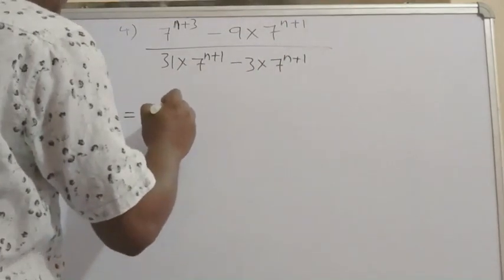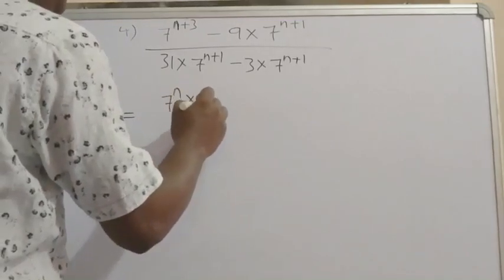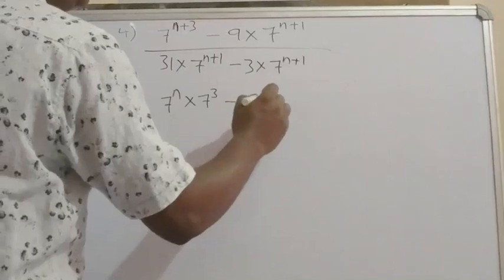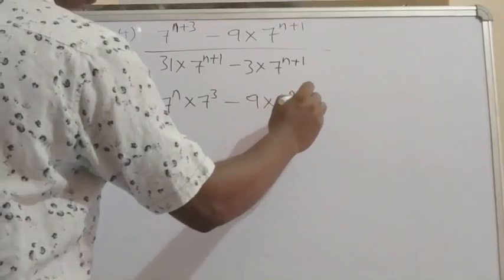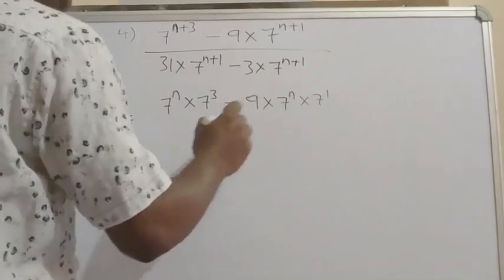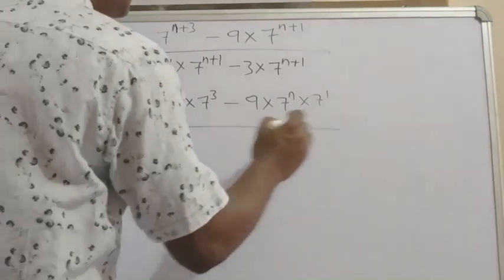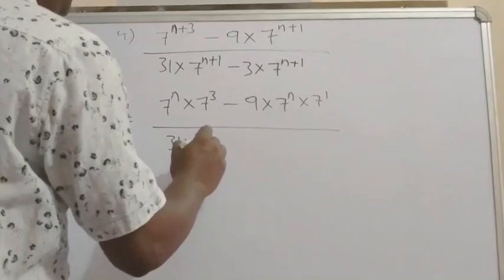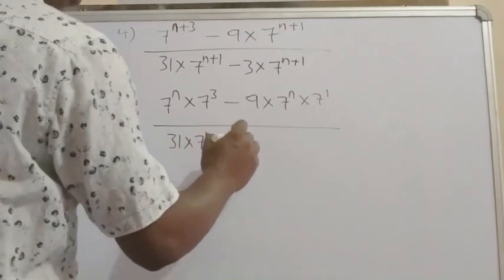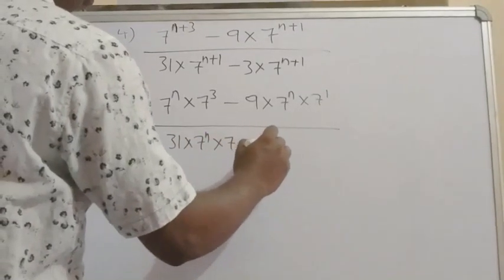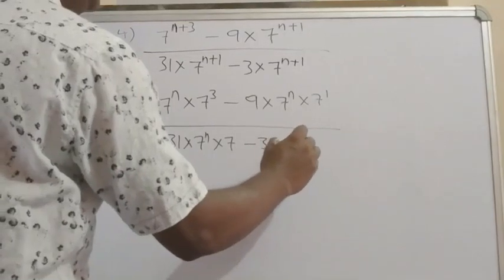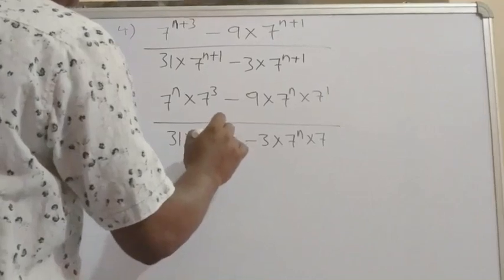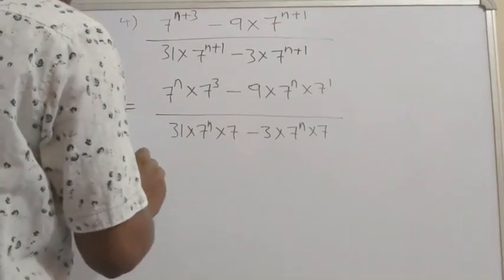How to separate? 7 to the power n into 7 to the power 3 minus 9 into 7 to the power n into 7 to the power 1. We have to separate the power. In the denominator also do the same thing: 31 into 7 to the power n into 7 minus 3 into 7 to the power n into 7. 7 to the power 1 means 7. So power 1 is not required to write.